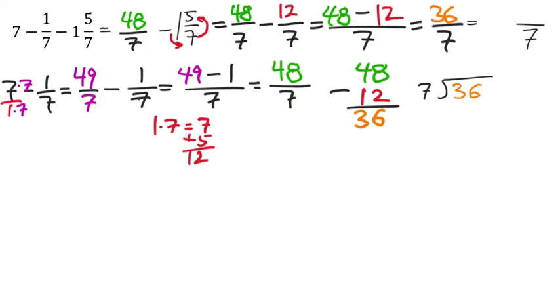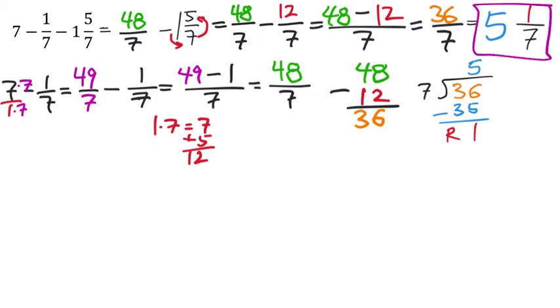So 7 won't go into 3, but it will go into 36 5 times. 5 times 7 is 35. When I subtract this out, I get a remainder of 1. So that gives me the two other values that I need to put into my mixed number. The quotient is 5, so that's my whole value, and the remainder is 1, so 5 and 1/7. Again, just a quick check on this. 1/7, of course, cannot be simplified because one of the values is a 1, and we're done.